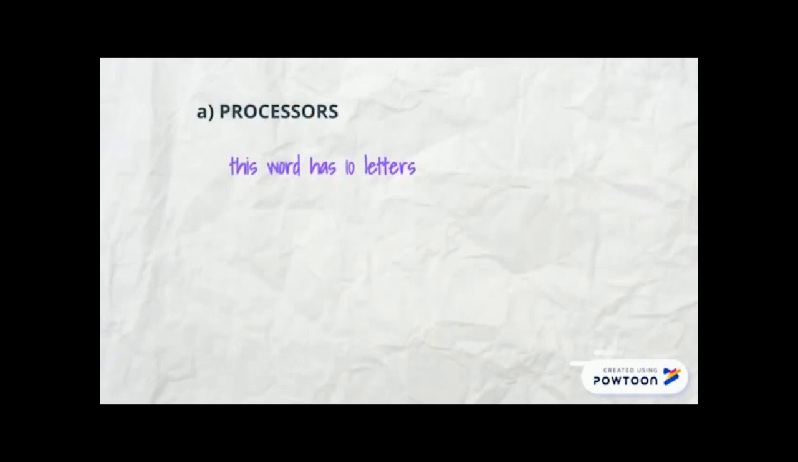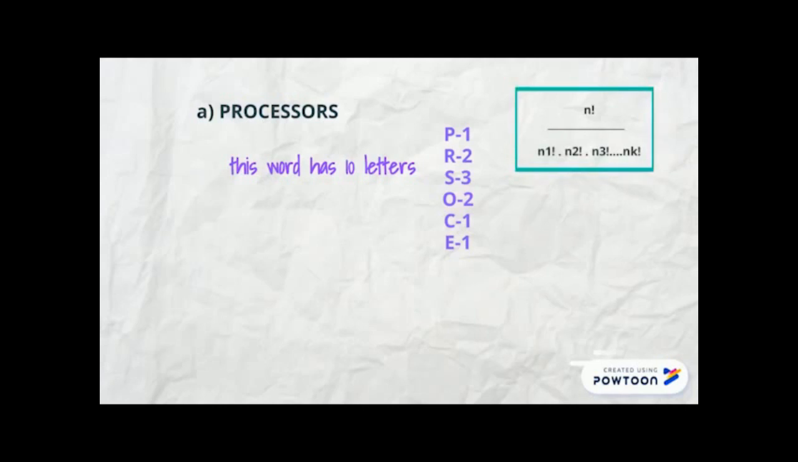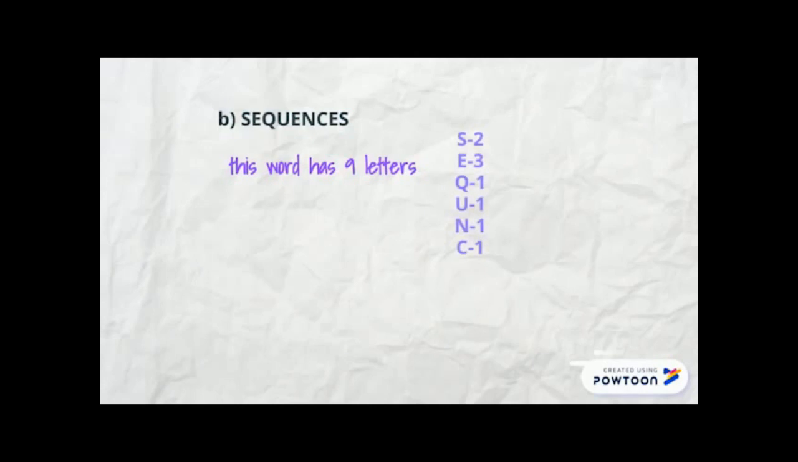A. Processors. This word has 10 letters. P has 1, R has 2, S 3, O 2, C 1, E 1. According to the formula, 10 factorial divided by 2 factorial times 3 factorial times 2 factorial equals 151,200 ways.